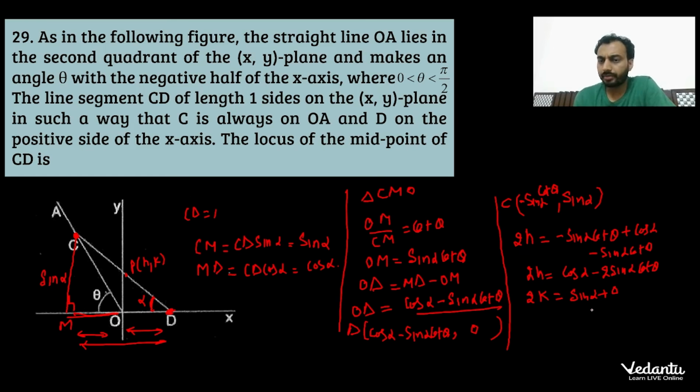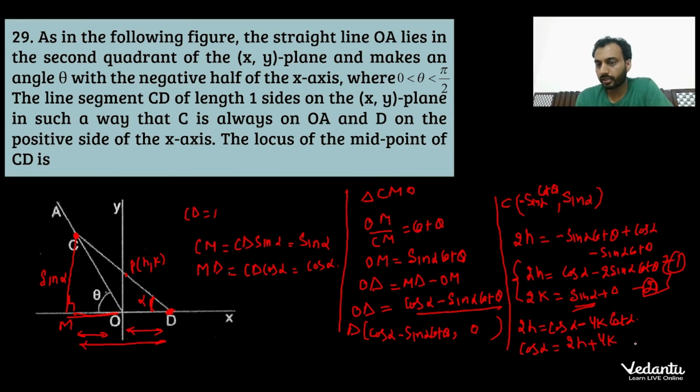Now we have to eliminate alpha, as we have assumed alpha here from our side. So we have two equations from which we have to eliminate alpha. We can first put the value of sin alpha in the first equation. If I say this is 1, this is 2, then if I put sin alpha from 2 in 1, I will get 2h is equal to cos alpha minus 4k cot theta. So ultimately cos alpha becomes 2h plus 4k cot theta, right?